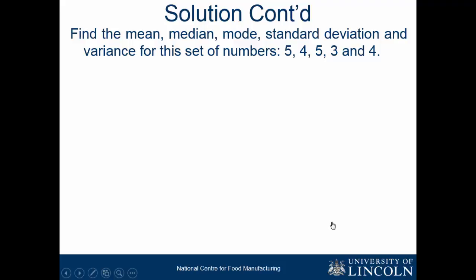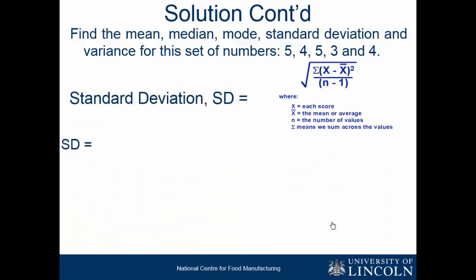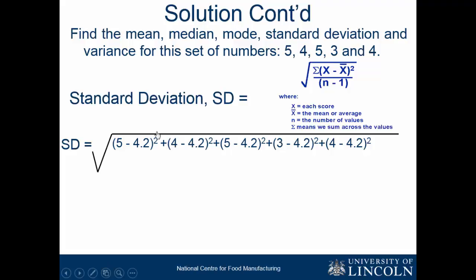So let's do this together. Our standard deviation will be: look at the first item, 5, and we subtract the mean, 5 minus 4.2, then square that. Because of the summation symbol, plus 4, the next item, minus 4.2, squared. Plus 5 minus 4.2, squared, plus 3 minus 4.2, squared, plus the last item, 4, minus 4.2, squared. Then divide by n-1, which is 5 minus 1.